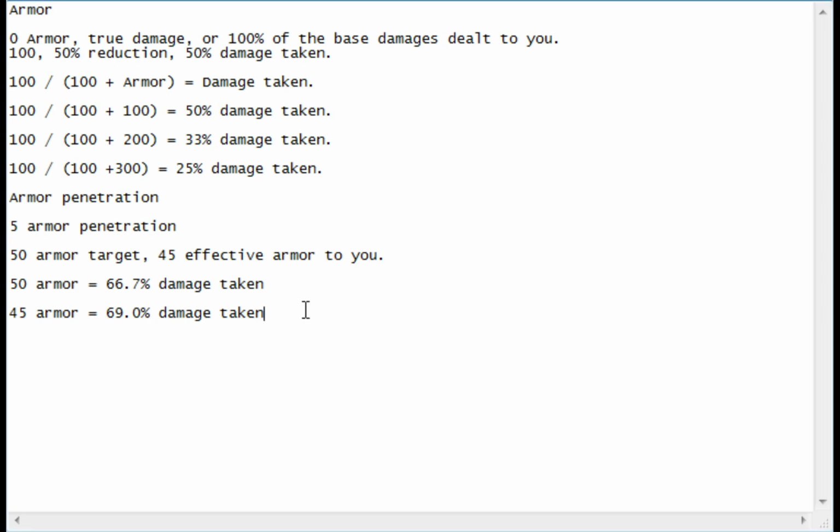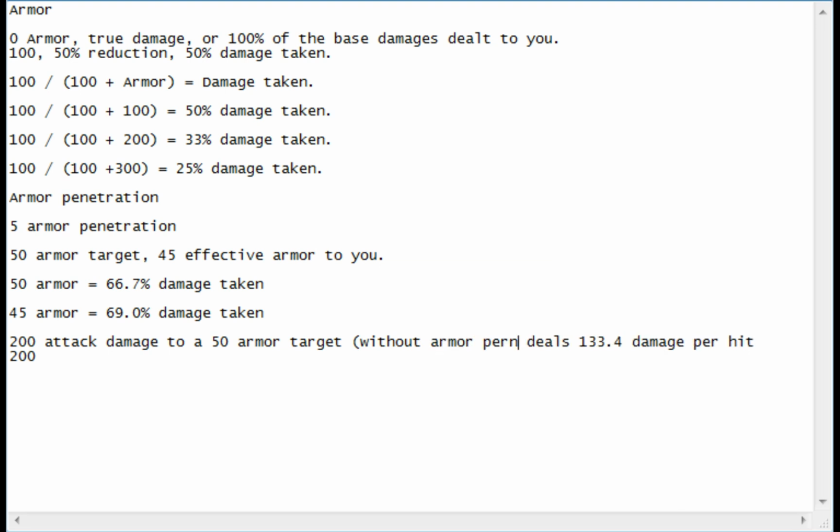So let's say you had 200 attack damage. So 200 attack damage to a 50 armor target would deal, let's see, it's like 130 something. It's 133.4. So that's how much damage you do per hit. And to specify, to a 50 armor target without any armor pen, it will deal 133.4 damage per hit.